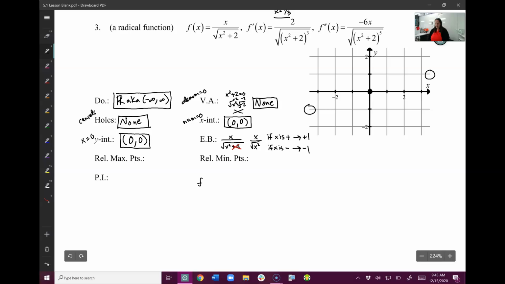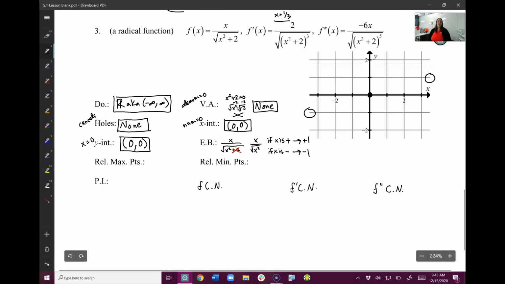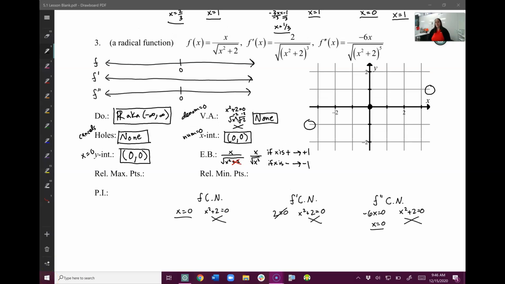Next, pause the video and try to find your critical numbers for each equation, and then come back and see how you did. Critical numbers for this one are a little interesting. For our original, numerator is 0. Denominator we already know doesn't work because we squared a negative number. For the first derivative, you set the numerator equal to 0, but that doesn't make any sense, so none.